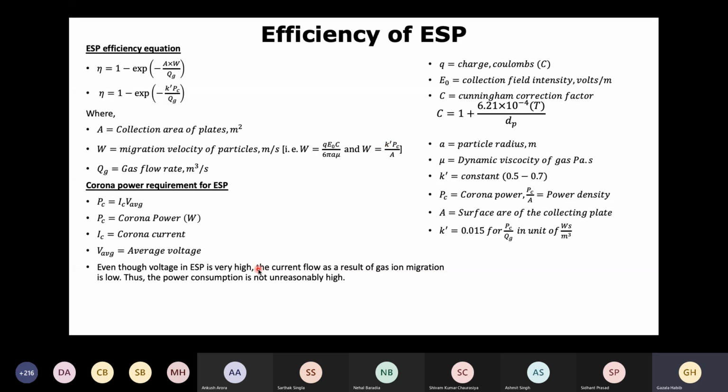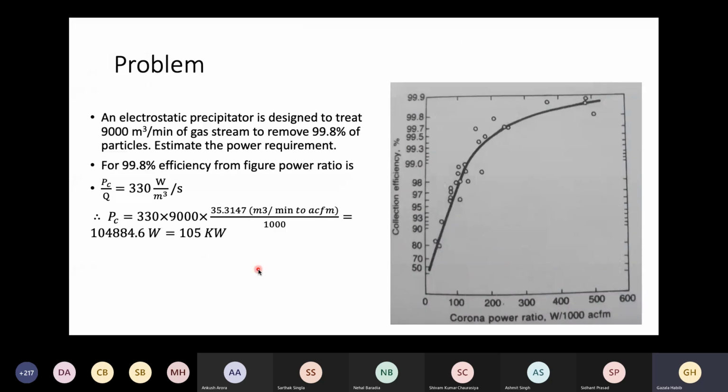So this formula you can go through. It's not difficult. It's a very easy formula. Now here is another example of ESP, and this is also a simple example. Just PC by Q, where Q is the gas flow rate, is given in this example.